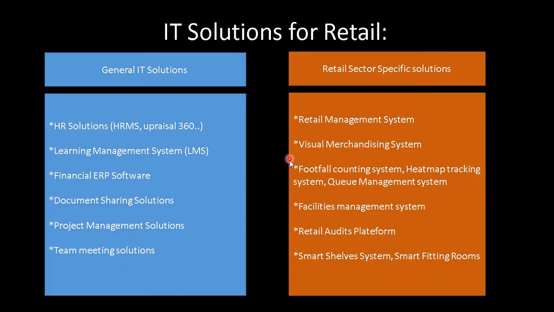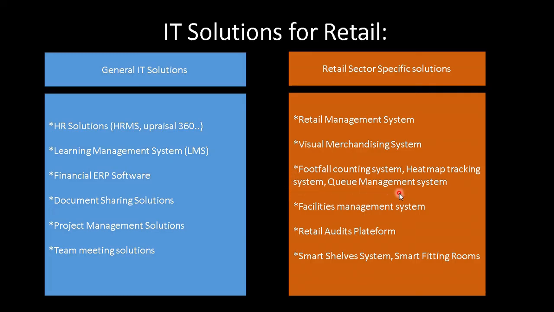What is actually important for me today to speak to you about is retail sector specific solutions. The first one is the Retail Management System, and I will be going through details later on. Visual merchandising is software that will allow people to create planograms and visual merchandising with complete consistency. Footfall counting systems, heat map tracking, and queue management.